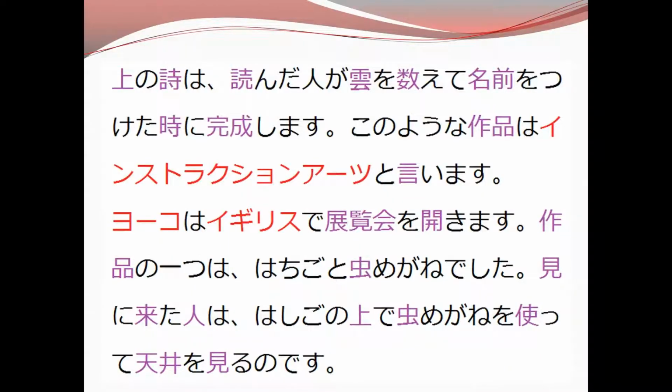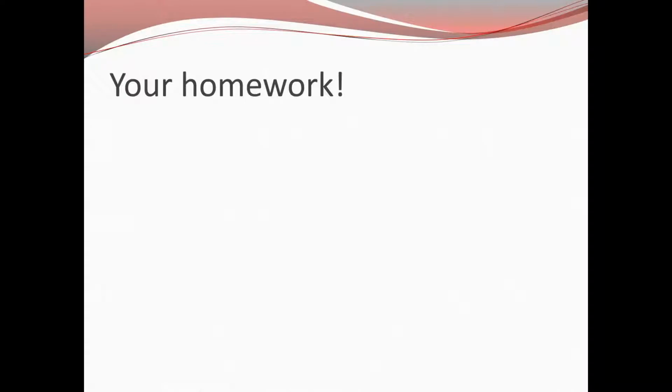For example, in this picture right here, all of the black letters are in hiragana, all of the red letters are in katakana, and all of the purple letters are kanji. So as you can see, you will use all three when reading and writing in Japanese. Alright, so we have now covered hiragana, katakana, and kanji, so let's now get to your homework.